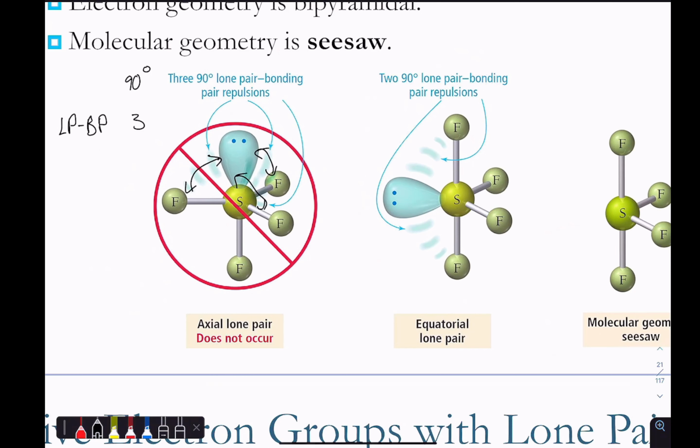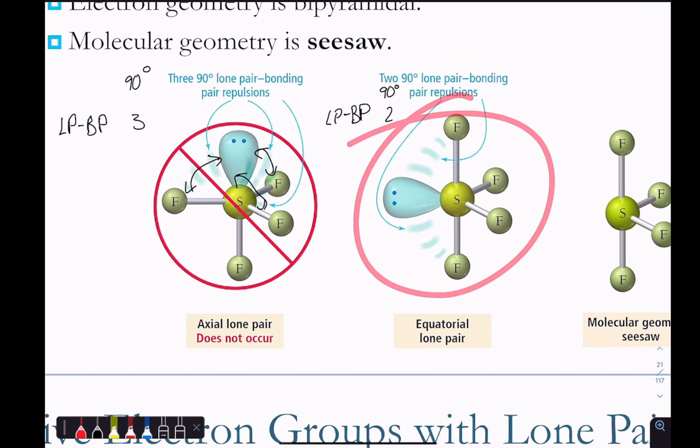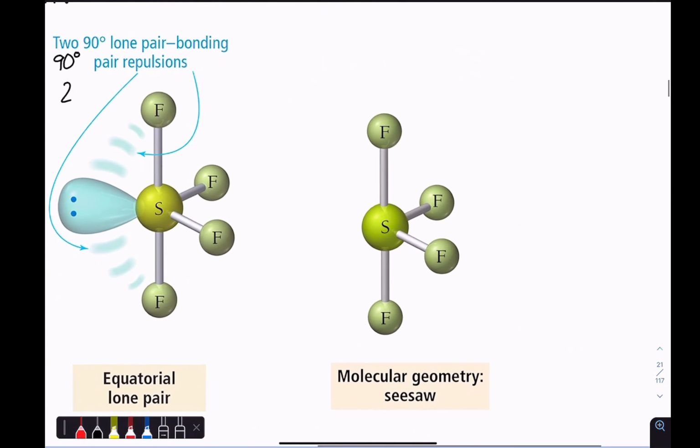But if I flip over to this one, our lone pair, bonding pair interaction. Yeah, so now this one is 90 degrees, and this one is 90 degrees. So there's only 2 of those. So there are fewer 90-degree interactions. So it's optimal, or more optimal at least, to put the lone pair on the side as one of the equatorial electron groups. And so then you get this shape.